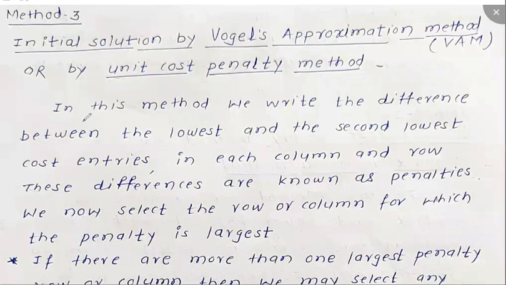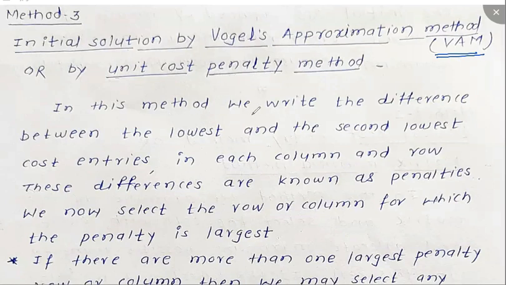Now let us see the third method, an important method to find the initial solution of a transportation problem. It is a better method than the northwest corner rule and the matrix minima method. The initial solution by Vogel's approximation method or VAM is also called the unit cost penalty method.